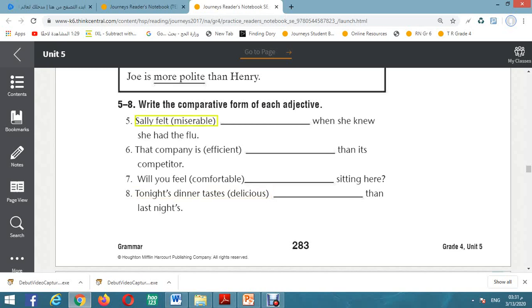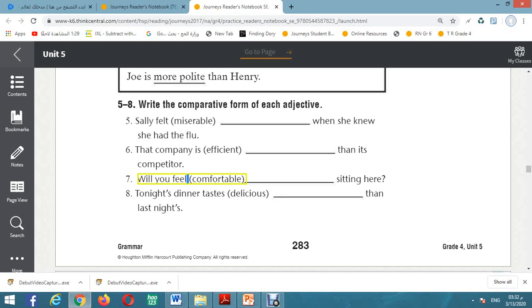So number 5, Sally felt more miserable. Miserable means sad. Okay, more miserable. Number 6, the company is efficient. Pay attention, we have than here. Okay, the keyword. So it will be more efficient than. Number 7, where do you feel comfortable sitting here? So it will be more comfortable. So add more before comfortable.